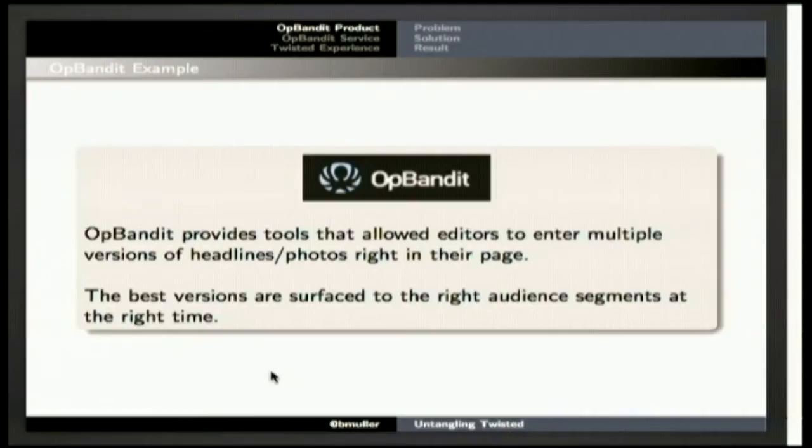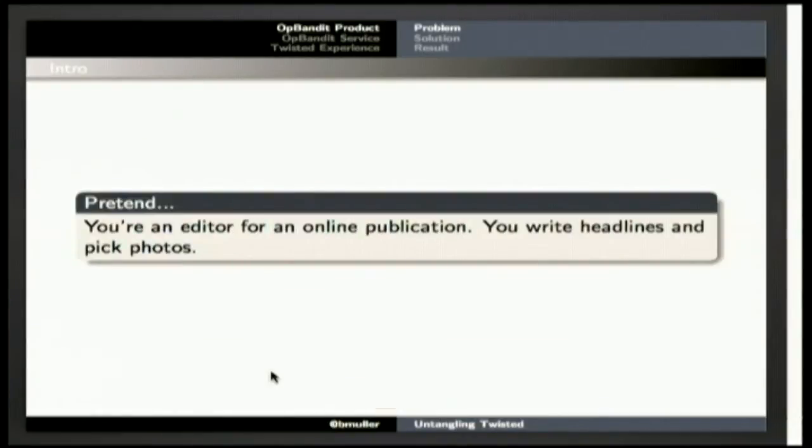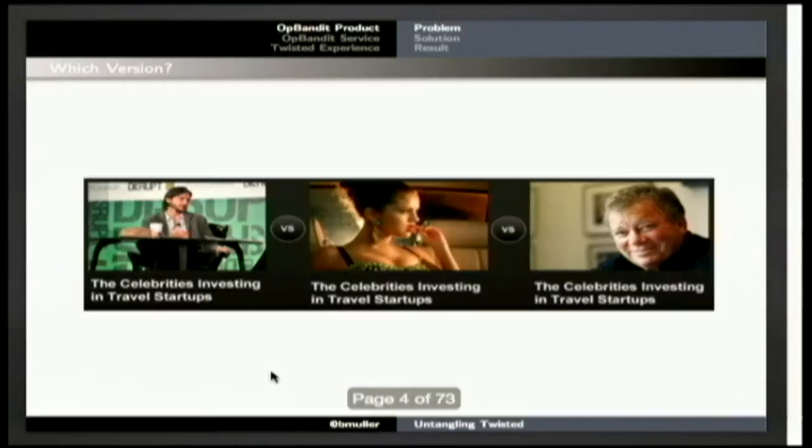So first, the company OpBandit. It provided tools that allowed editors to enter multiple versions of headlines and photos right in their page, and then the best versions were surfaced to the right audience segments at the right time. So imagine for a moment that you're an editor for an online publication, that you write headlines and pick photos, and this is your day-to-day job.